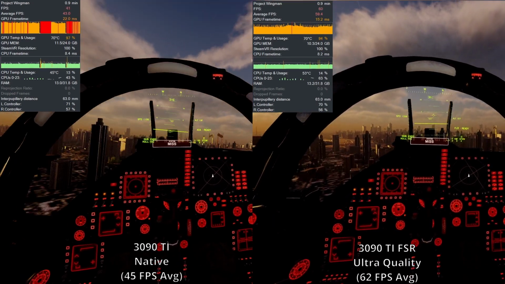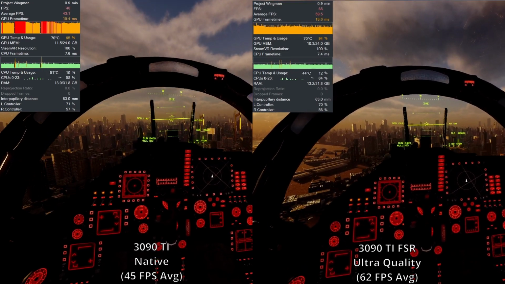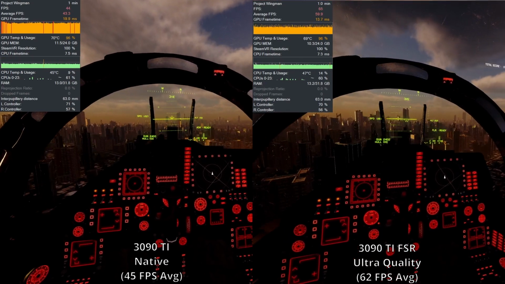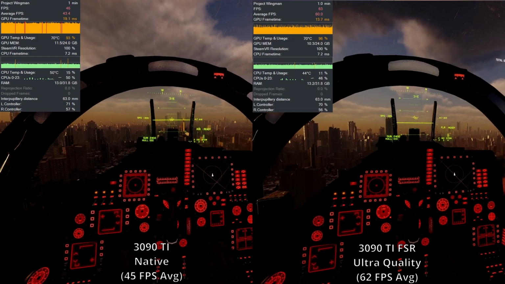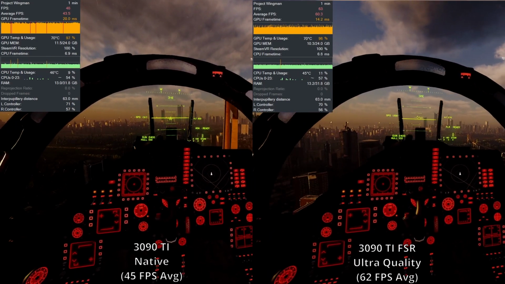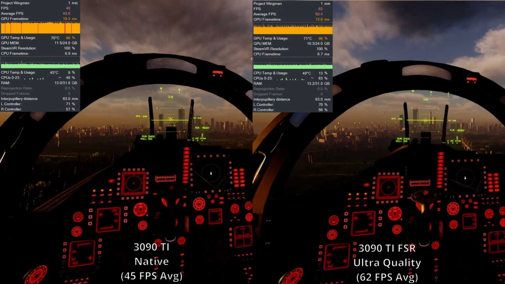But with FSR, I'm getting a much more playable 60 to 65 or so, and that stutter with the missiles does not happen. Neither of these I would consider that playable though, but at least with FSR one can dial down some settings or go to normal FOV, probably get some pretty good results.